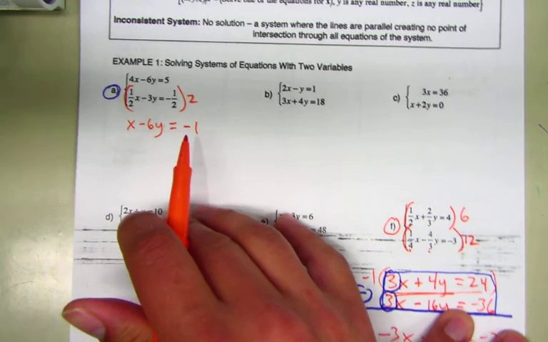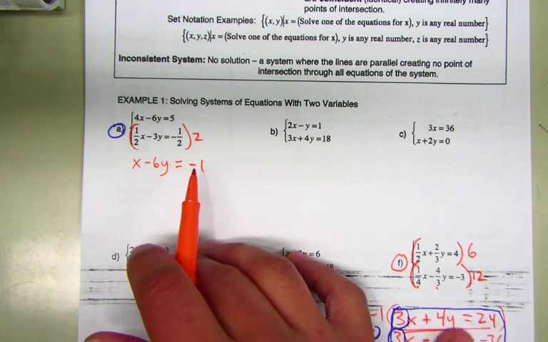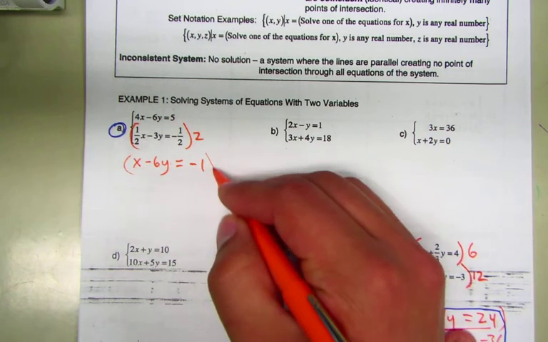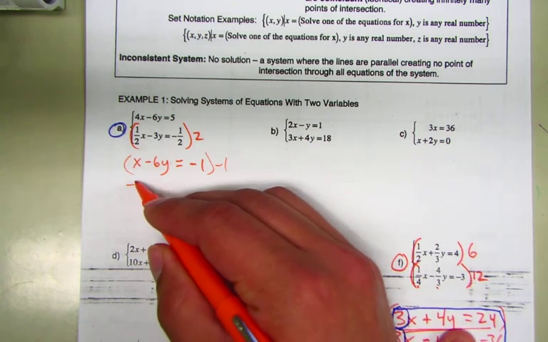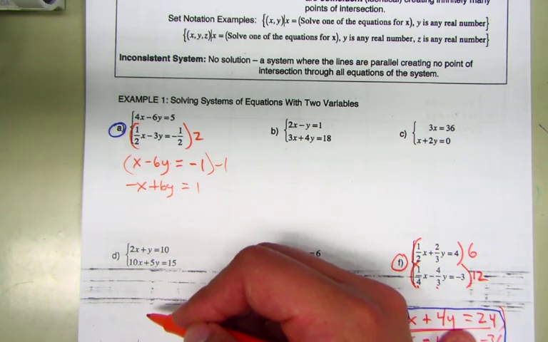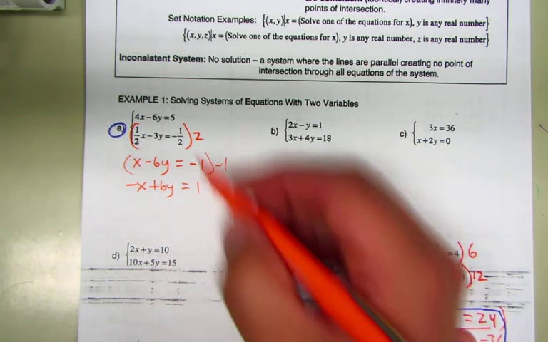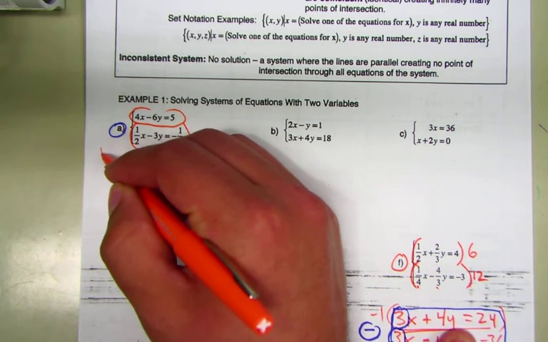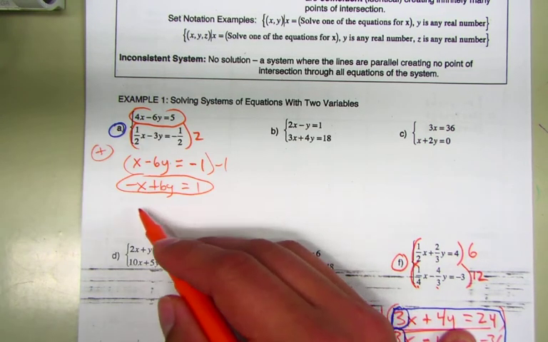Then what? The same equation by negative 1? So that's negative x plus 6y equals 1. Then what? So this one and this one. And you added? And so you get what?